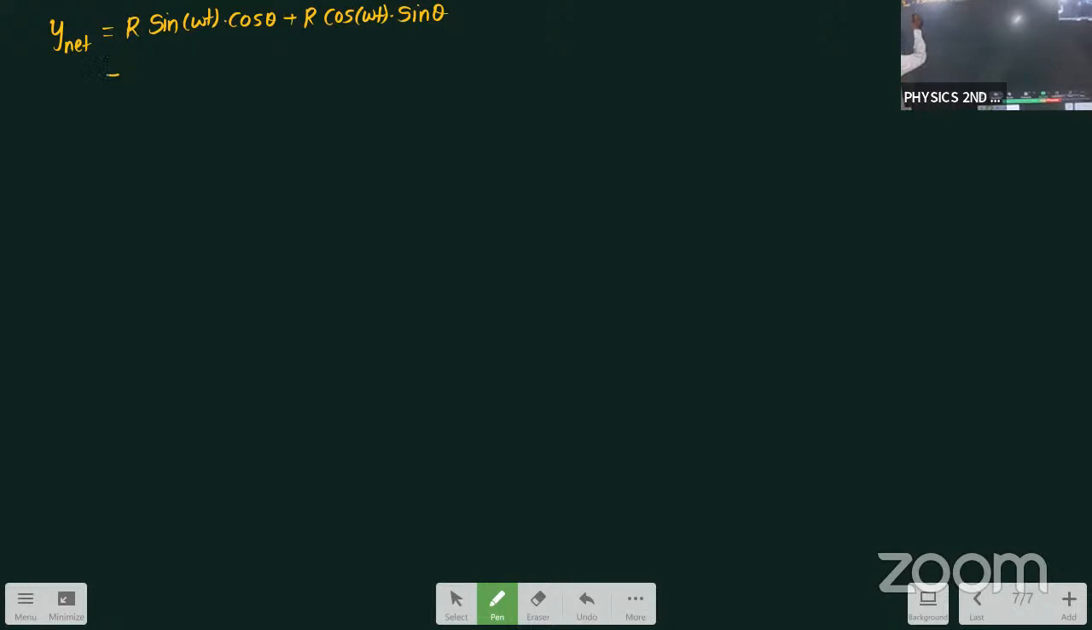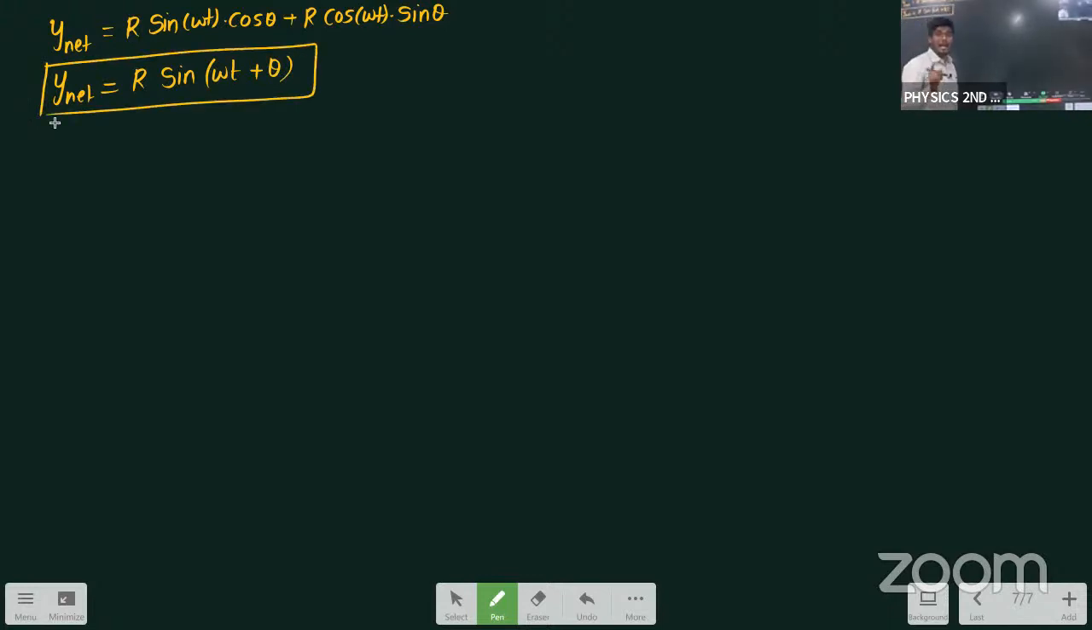So I can write this equation as y net is equal to R sin (omega t plus theta). So this is our final wave equation. Now we are going to obtain the expression for resultant amplitude. Now see here, we are going to determine the value of R.